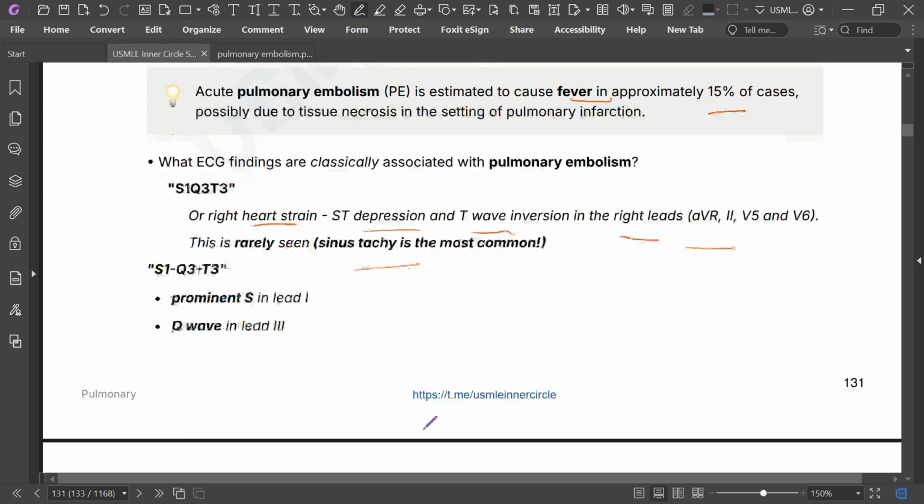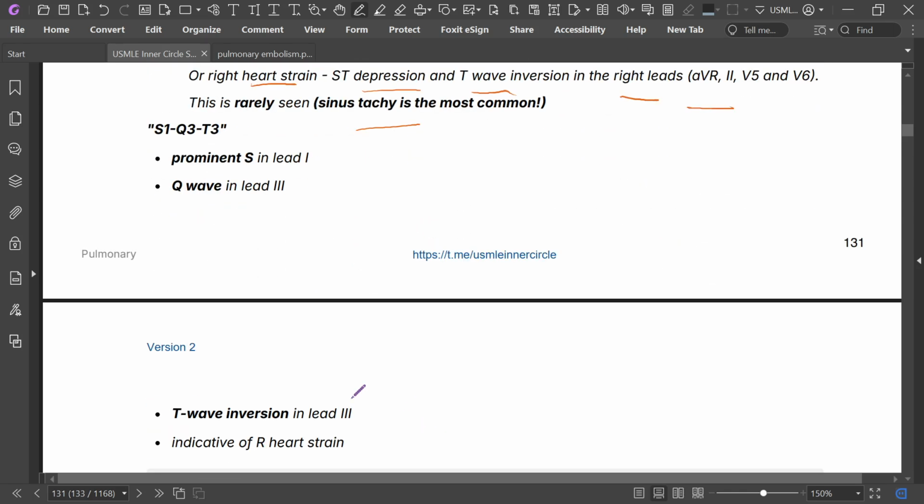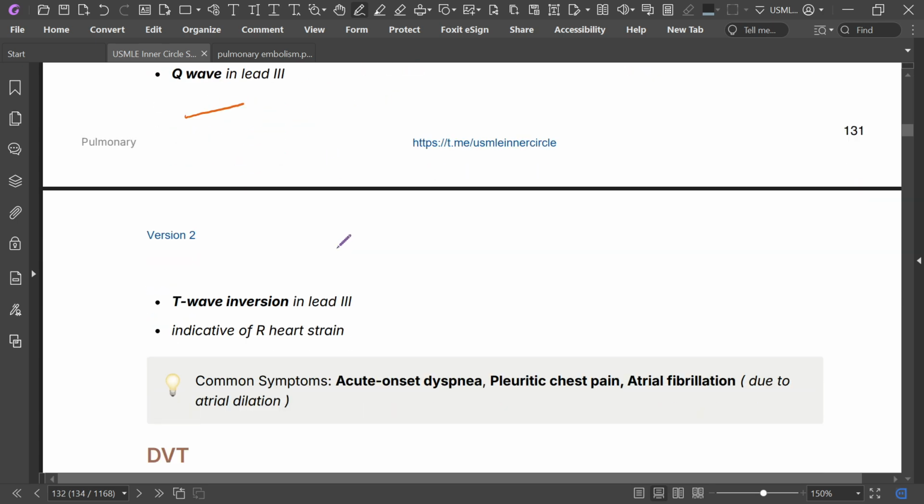This is S1 Q3 T3: a prominent S in lead 1, a Q wave in lead 3, and T inversion in lead 3, an indication of right heart strain. Common symptoms: acute onset dyspnea, pleuritic chest pain, and atrial fibrillation due to atrial dilatation.